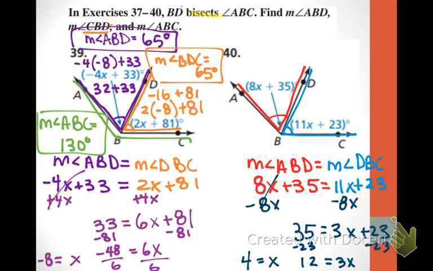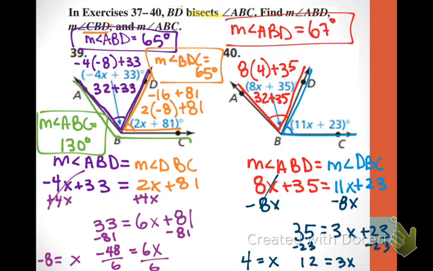So do I circle that? Negative. I plug it in. So the measure of angle ABD. What is 8 times 4? 32. Plus 35 is 67. Good.